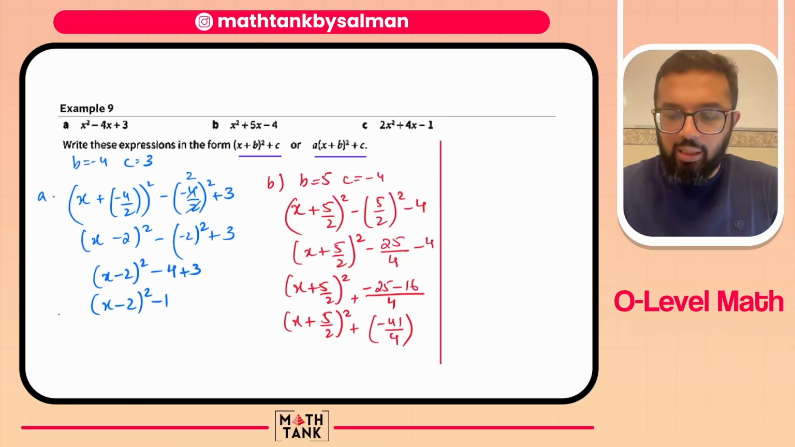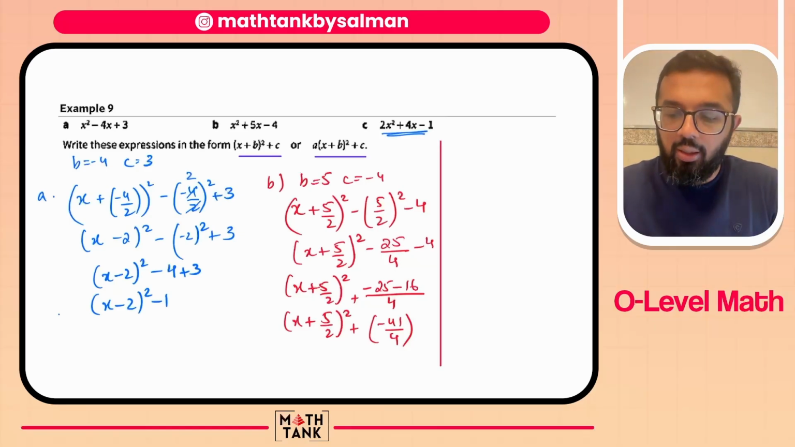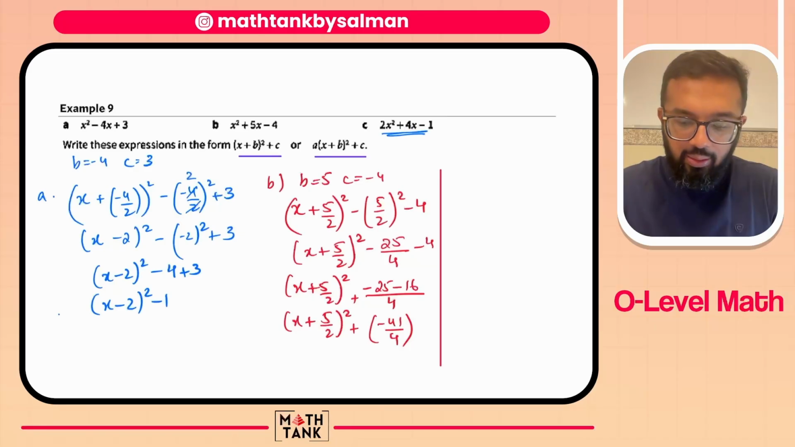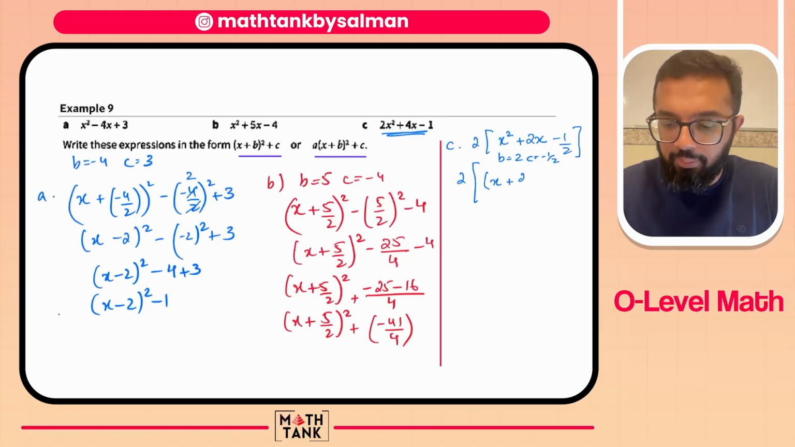Okay, now this last one is a little different. Why? Because it doesn't have an x squared, it has a 2x squared. Now, what I want you to understand is you can factor out the 2 completely. This becomes x squared, this becomes 2x, and this becomes half. Now, this 2 is going to remain outside. Your b is 2 and your c is minus half. So you again go with your same idea. You say x plus b over 2 whole square minus b over 2 squared plus c.